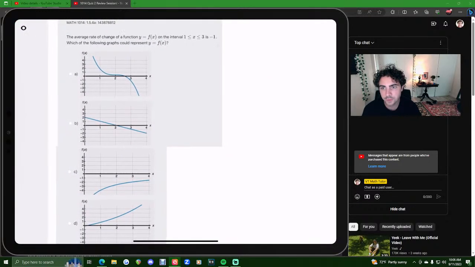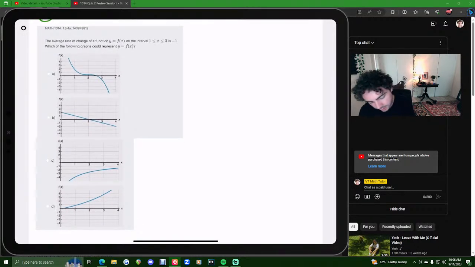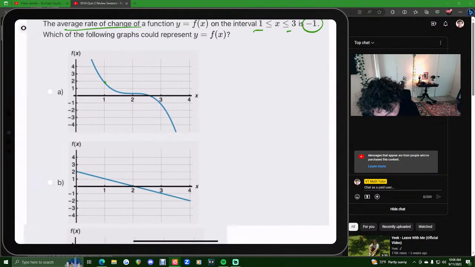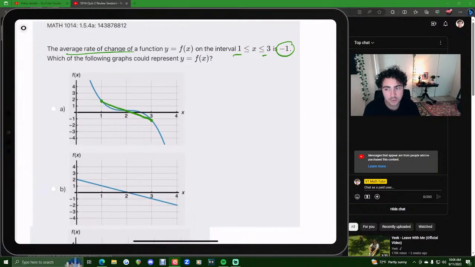They tell us that the average rate of change of a function on some interval is -1. Again, average rate of change just means slope. They're telling us that the slope of one of these functions from 1 to 3 is -1. What does that mean? That means if we put dots on one of these functions at 1 and at 3, and we connected them, that line should have a slope of -1, and we are trying to find which graph has that slope of -1 between 1 and 3.